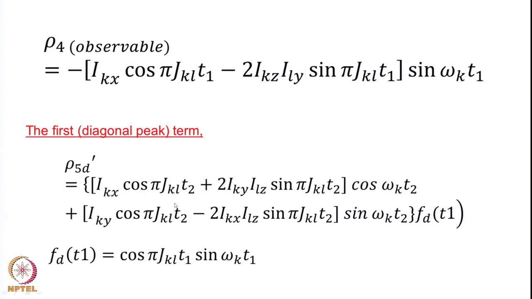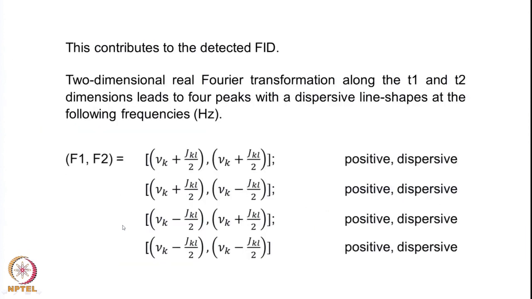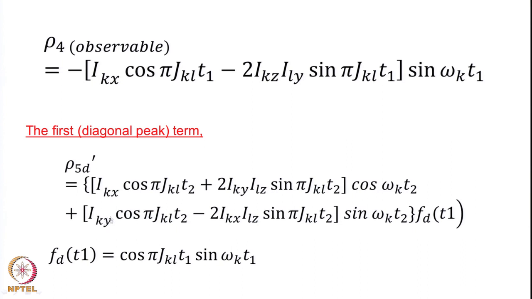Okay. So now if you look at this in a little bit more detail, you can choose one of these to say, okay, we are going to get Y magnetization or the X magnetization. So you can choose one of those for demonstrating the principles. Now in either case, I have here cosine cosine in the T2 period, and this is cosine sine in the I_ky I_lz term. Now some of these terms are not observable because this is antiphase magnetization. The antiphase magnetization is not observable. Therefore, we will restrict to only this or this. So assuming that we record the Y magnetization, then we will only have this particular term, I_ky cosine pi J_kl T2 sine omega_k T2 into F(T1), and F(T1) is cosine pi J_kl T1 sine omega_k T1.